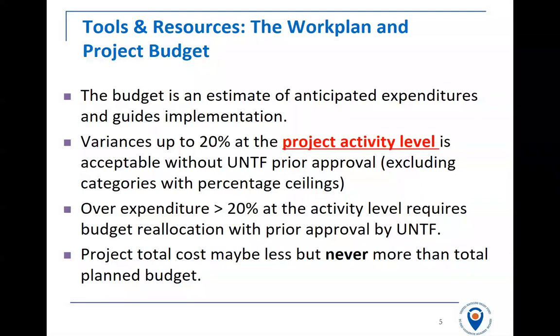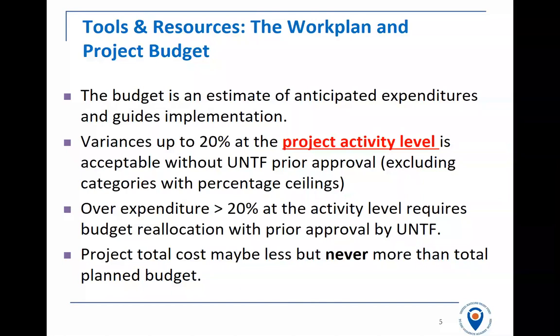If you need to make changes through the year to your budget, we do allow variances. Since the budget is only an estimate, we will allow variances up to 20% for each project activity without prior approval, except for those budget categories with percentage ceilings, such as personnel, indirect costs, self-care and core, which cannot be exceeded. So you can't do any variances on, say, management costs, but for anything else, if you need to reallocate up to 20% of a project activity to something else, you can do so without our approval during the year.